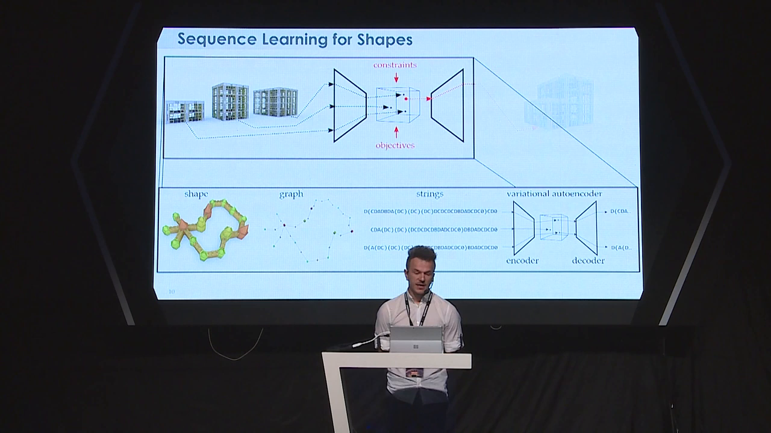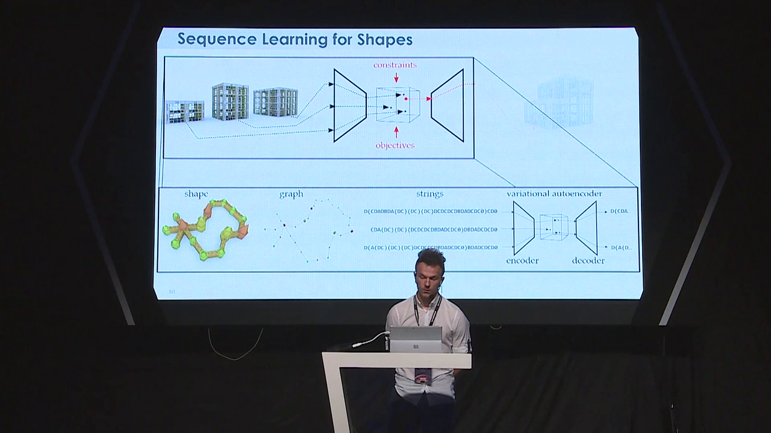Having access to the vector space, or the latent space, of the neural network allows us to sample a new point and then try to decode it to a new string that hopefully conforms to the grammar. If not, we will discard it.